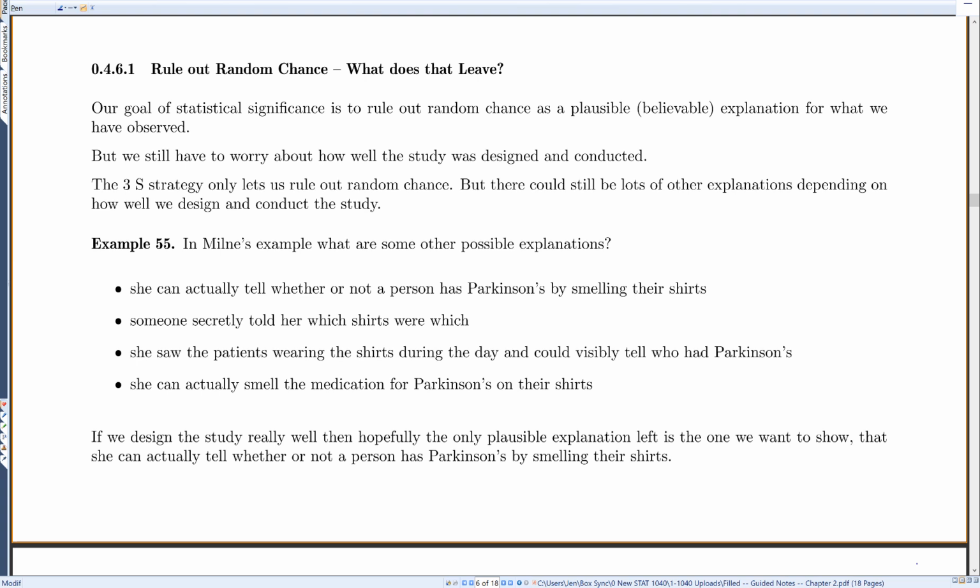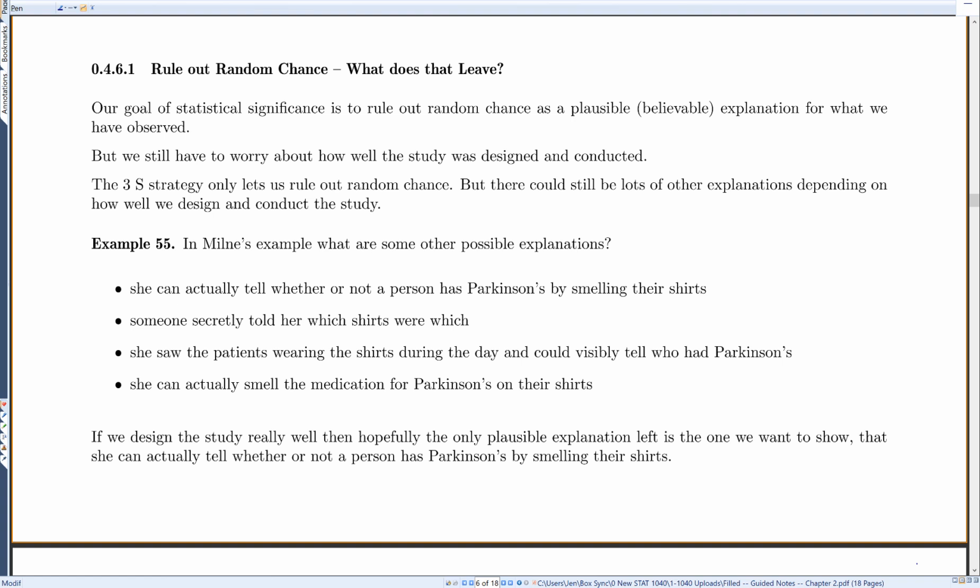Okay, so let's say we rule out random chance. What does that leave? Our goal of statistical significance is to rule out random chance as a plausible or believable explanation for what we have observed. But we still have to worry about how well the study was designed and conducted. So the 3S strategy only lets us rule out random chance, but there could still be lots of other explanations depending on how well we design and conduct the study.